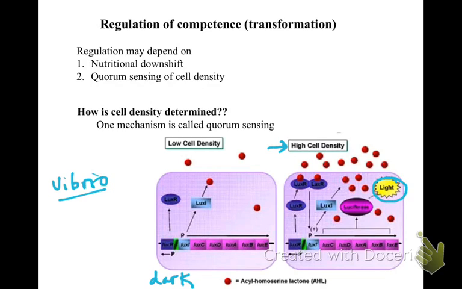And they were trying to understand how this light production was regulated, and they did a very elegant experiment. They grew cells to a high cell density when light was being produced, and then they took this sample and they centrifuged it.